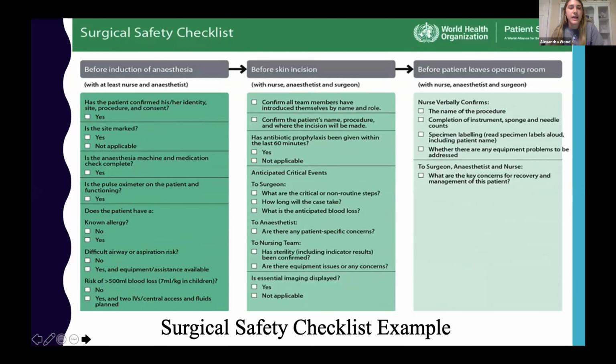And this is just an example of what a surgical safety checklist would look like. You do it before the incision, before induction of anesthesia, before the skin incision, and before the patient leaves the room.